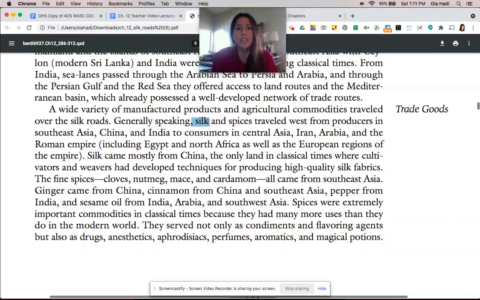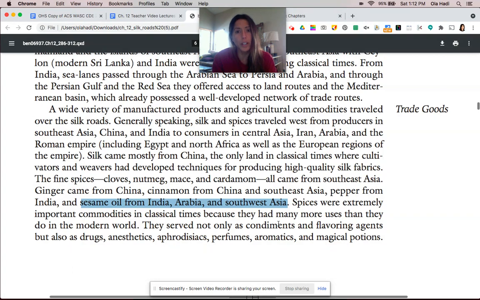We're all going to remember that obviously silk is going to be the main commodity from China. Silk and spices are generally traveling west, from China towards the Europe area. Silk comes from China because they had the best techniques for producing high quality silk fabrics. Spices like cloves, nutmeg, mace, and cardamom are all coming from Southeast Asia. Also from China, ginger and cinnamon. Cinnamon also came from Southeast Asia. Pepper comes from India. Make sure you know that. Sesame oil comes from India, Arabia, and Southwest Asia.